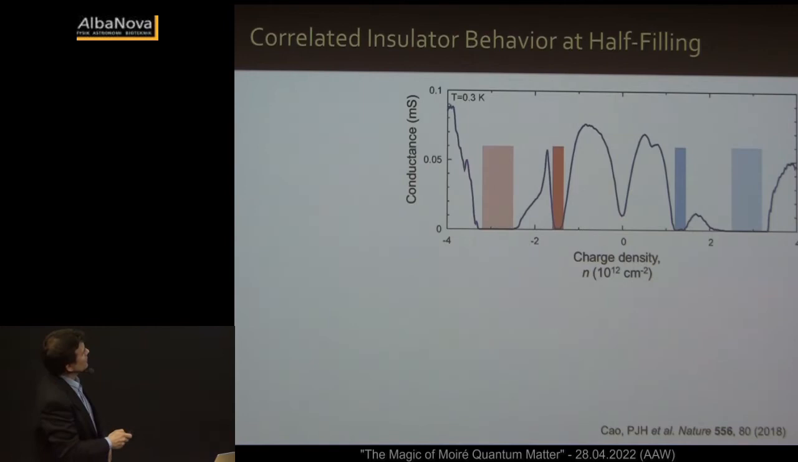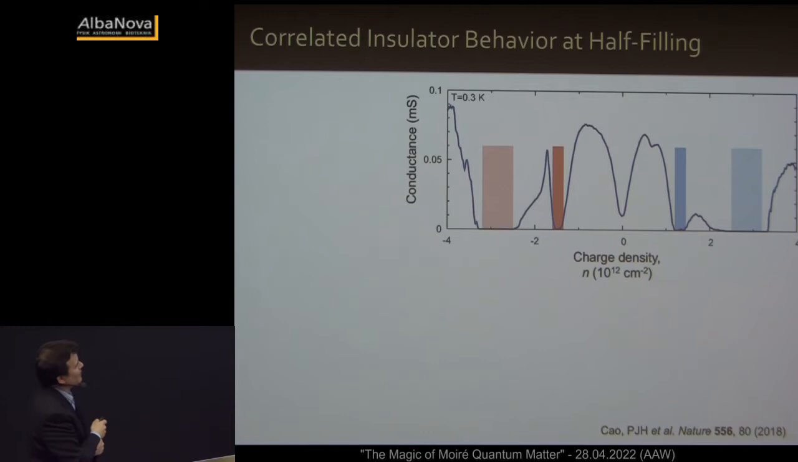So these are actual data of the conductance versus charge density for magic angle graphene. Okay? As you can see, near charge neutrality, you still have this V shape. The system remembers it's made of graphene. But then you have this non-monotonic behavior, this complicated pattern of the conductance. Okay? Let's see if we can understand what's going on.